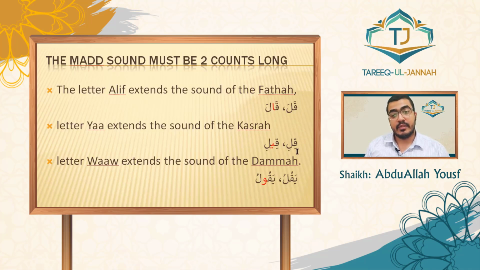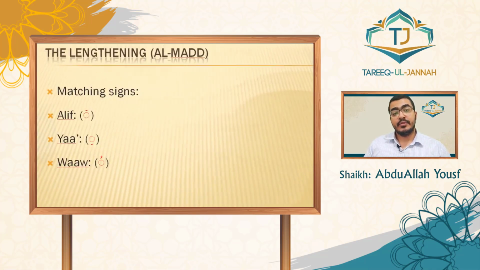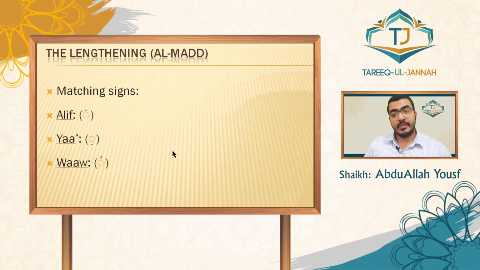Now let's get to the qaf with kasra. Qaf, kasra, qi. When it's followed by ya mad, we have to extend the kasra sound. Qi becomes qii. Qila. Now qaf dhamma. When followed by a waw mad, it has to be extended a little bit. We're gonna say, instead of yaqul, it's gonna be yaquul. Yaqulu.